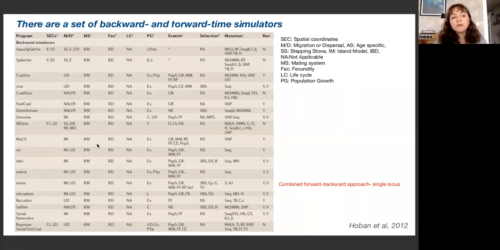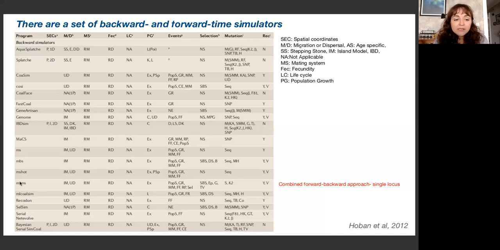This is in 2012. They have some capabilities like spatial coordinates, and maybe migration or dispersal modes. Again, about the mating system, what different mating systems can be incorporated, and fecundity, life cycle, and population growth. You can also check if you can incorporate selection in some of the simulators or not, and what patterns of mutations you can incorporate in the simulators.